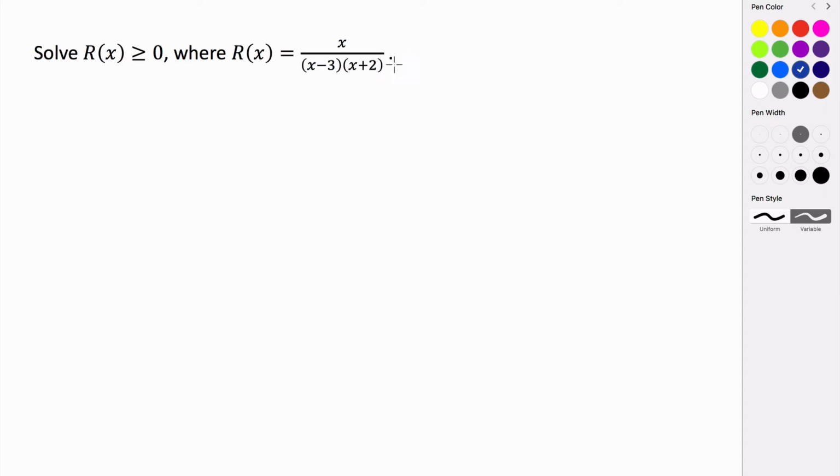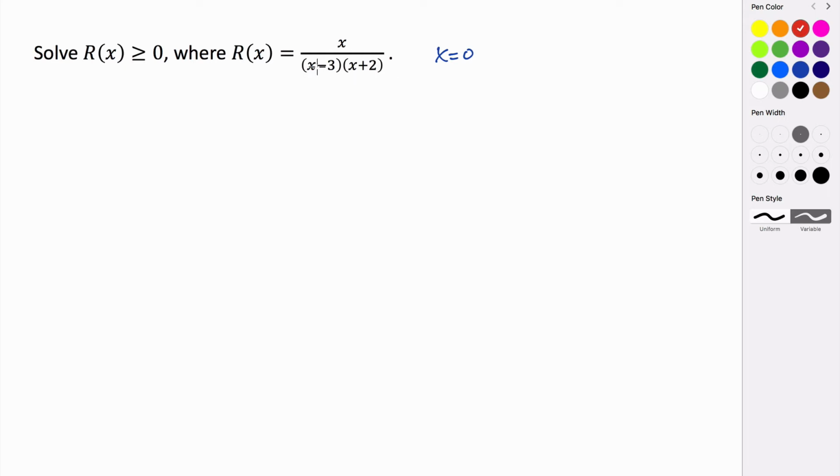So first, how do we get x-intercepts? Well, we get x-intercepts by setting this equal to 0. When we set this equal to 0, all we have to look at is where the numerator is 0, because if the numerator is 0, the whole thing will be 0. So we just take the numerator and set it equal to 0. That's our x-intercept, x equals 0.